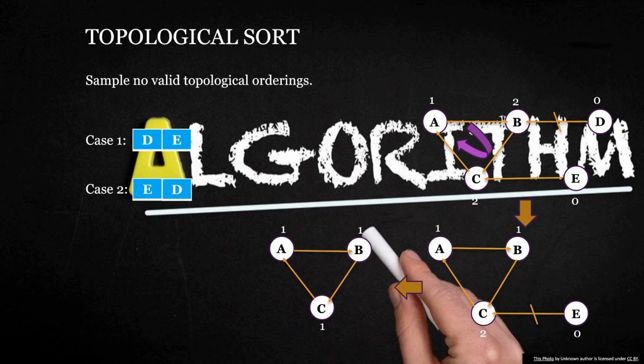Meron pa bang in degree of 0? So, wala na. Lahat ng vertex ay may in degree of 1, so we cannot proceed further. Kaya kung ang graph ay mayroong cycle, then it is not possible to find out topological ordering of the graph.